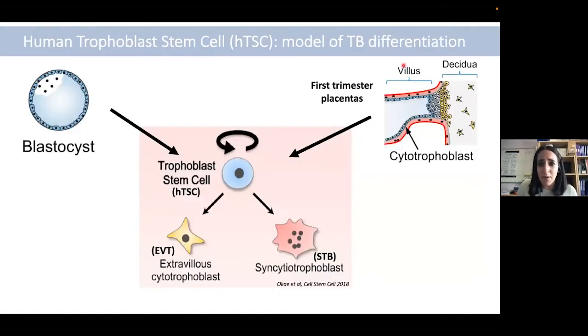So the model that I'm using at the moment are the human trophoblast stem cells. These cells can be derived either from blastocysts or from first trimester placentas, and then can differentiate into the two cell subtypes that I described before, the syncytial trophoblast and the extravillous cytotrophoblast. But before talking about my experiment, I wanted to focus on how we culture these cells.